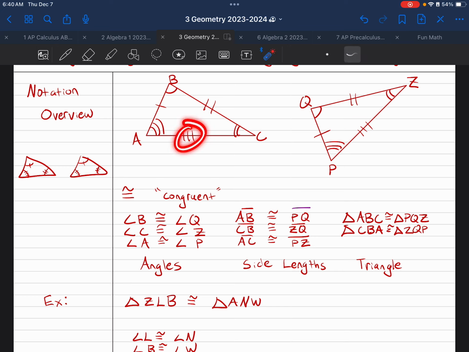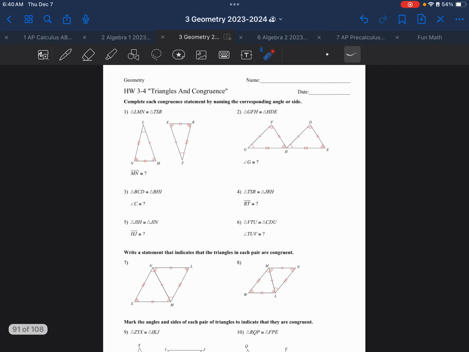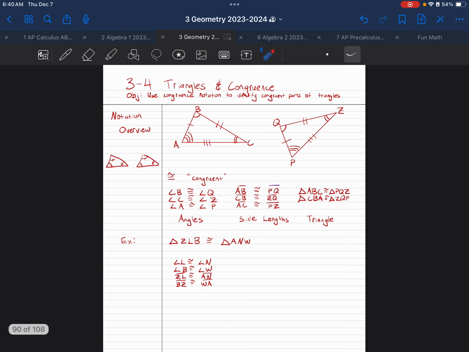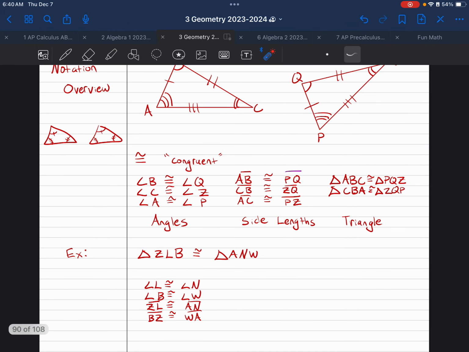These tick marks indicate the congruence. So if there are 3 tick marks here and 3 tick marks here, this length and this length must be congruent side lengths. And I think that's everything. Let me check the homework. Everything is there.